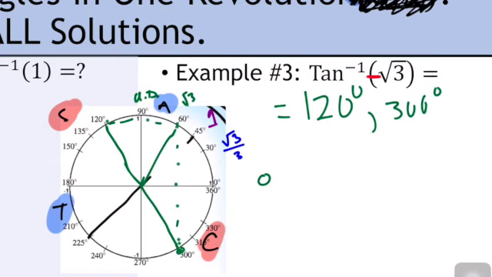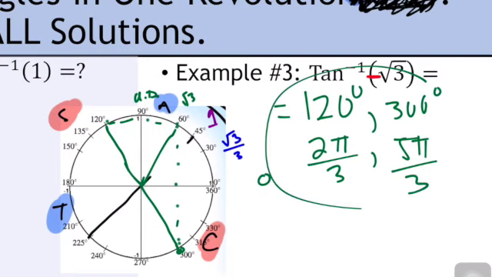All right, let's go ahead and finish this off. So this 120 is 2 pi over 3, and then 300 is 5 pi over 3. And then just add the 2 pi n and the 360n, and you'll get the rest of the answers.